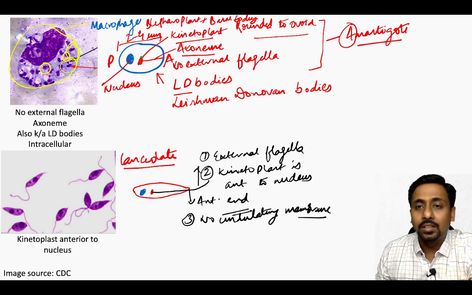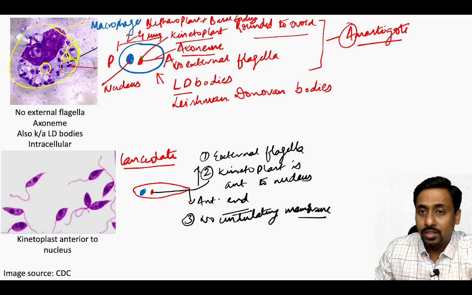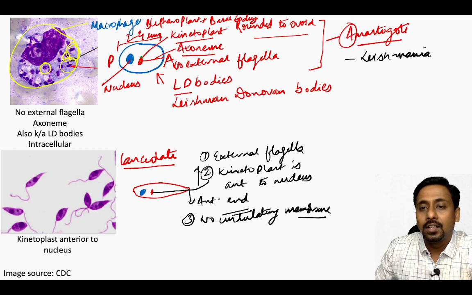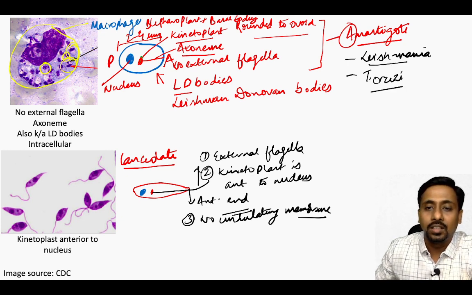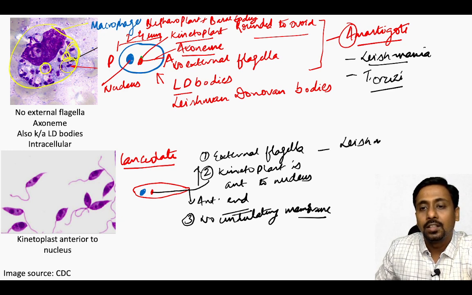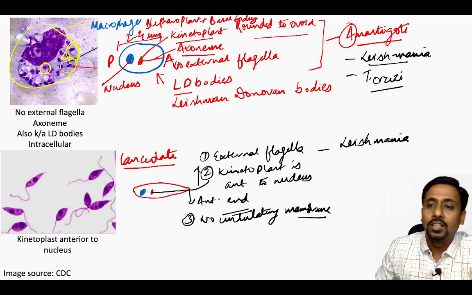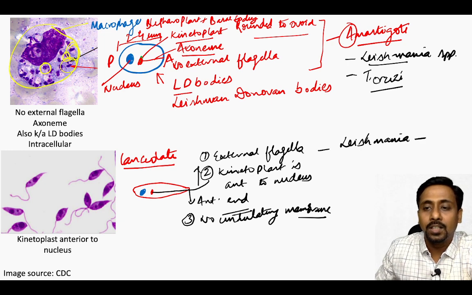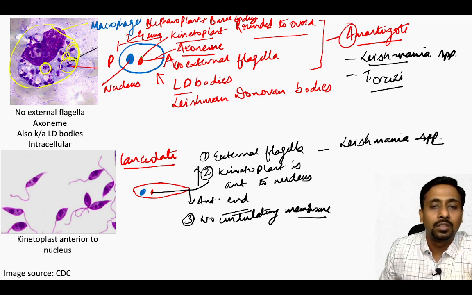Among Trypanosoma and Leishmania, the amastigote form will be seen in Leishmania and Trypanosoma cruzi. However, the promastigote is only seen in Leishmania species, not in any species of Trypanosoma.